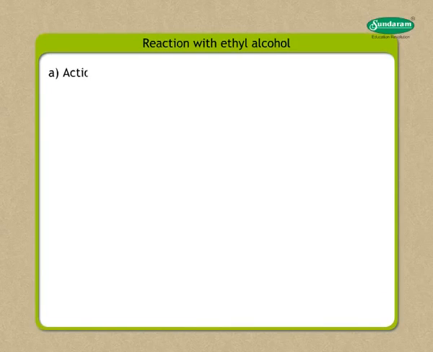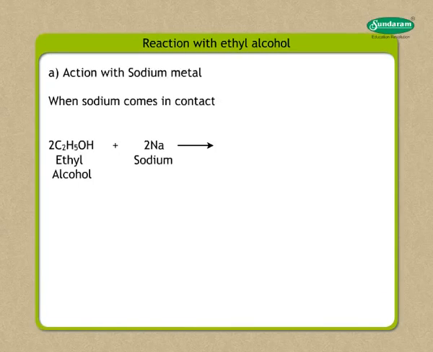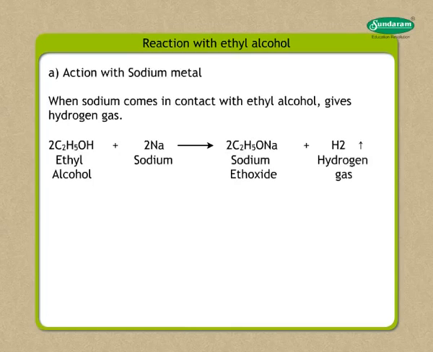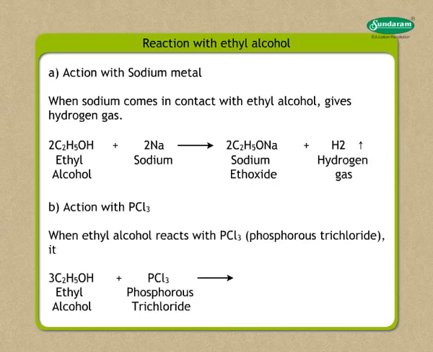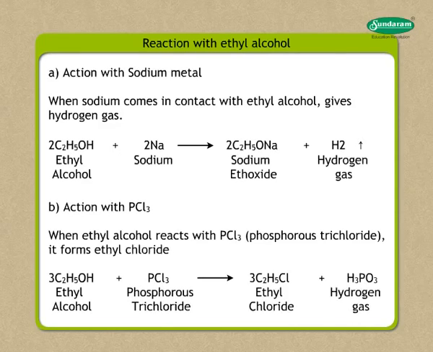A. Action with sodium metal. When sodium comes in contact with ethyl alcohol, it gives hydrogen gas. B. Action with PCl3. When ethyl alcohol reacts with PCl3, phosphorus trichloride, it forms ethyl chloride.